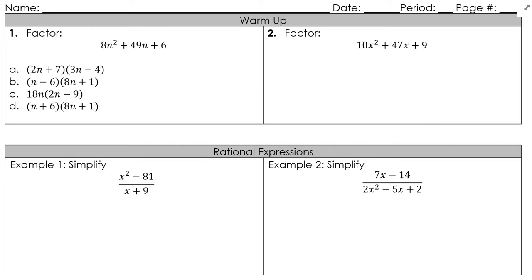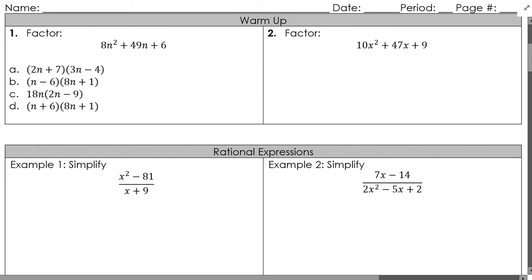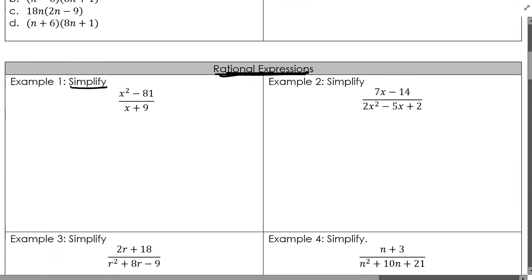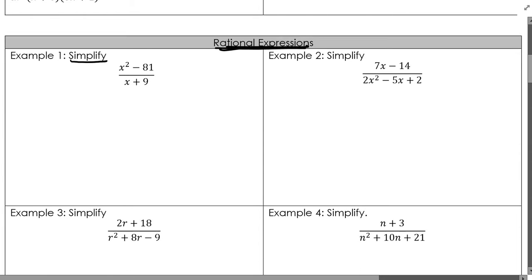Okay, this lesson is on simplifying rational expressions. Simplifying, let's do a quick review on what simplifying is. Take, for example, 2 over 4. What does that simplify to? 1/2. The way we found that out is saying what do 2 and 4 both divide by? 2, and it gave us 1/2.